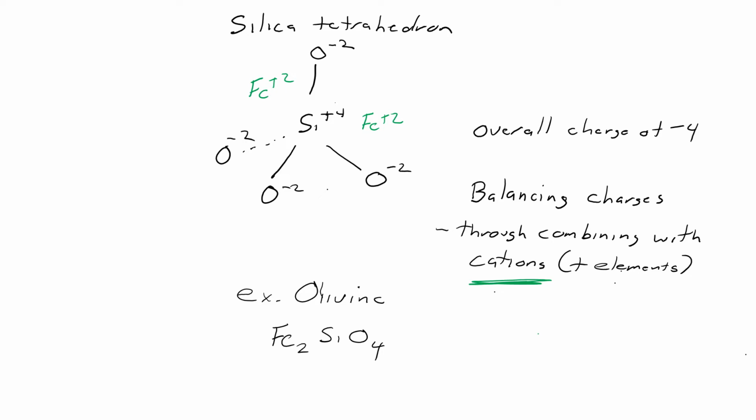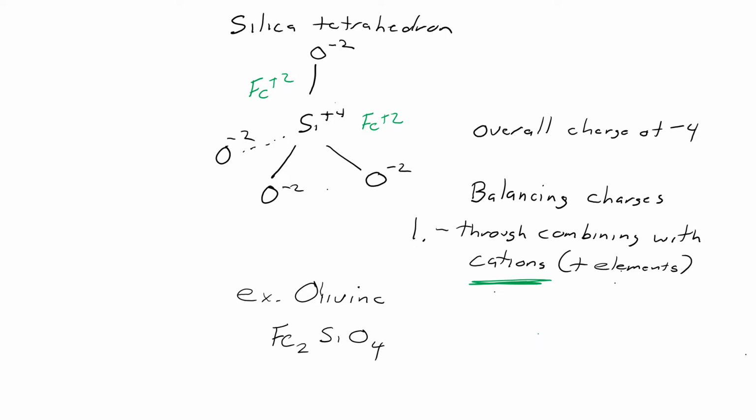And it could be different kinds of cations. It could be sodium +1. It could be calcium +1. It could be magnesium +2. It could be manganese +2. It could be iron +3. All sorts of different cations. And each of those different cations will bond slightly differently, leading us to different minerals. So in this case, we have an olivine, Fe2SiO4, a really simple little silicate mineral. So that's one way that we can balance charges, through combining the silica tetrahedron with cations.